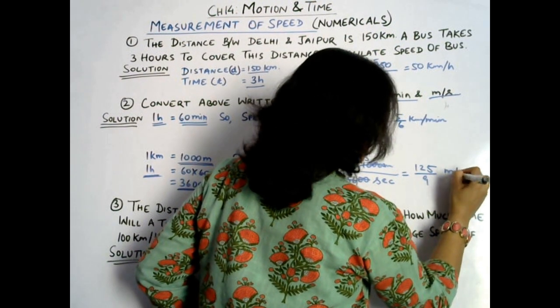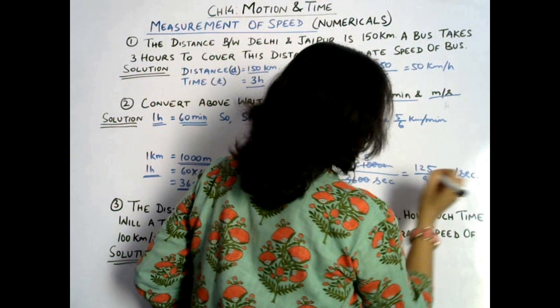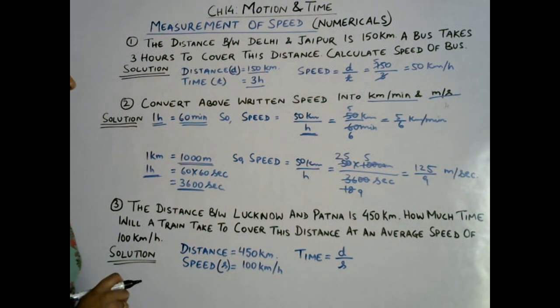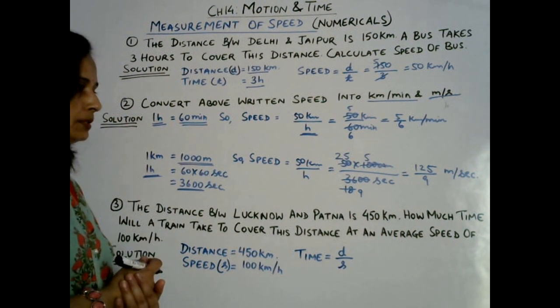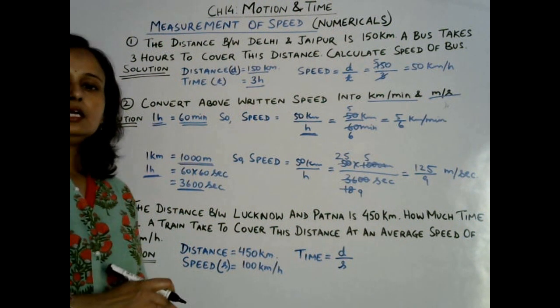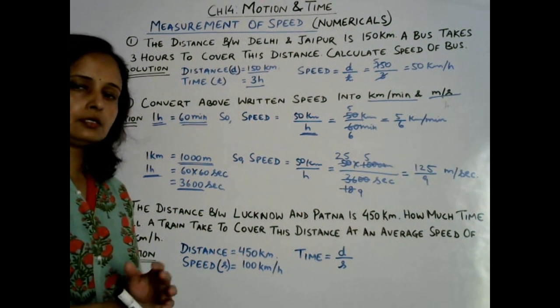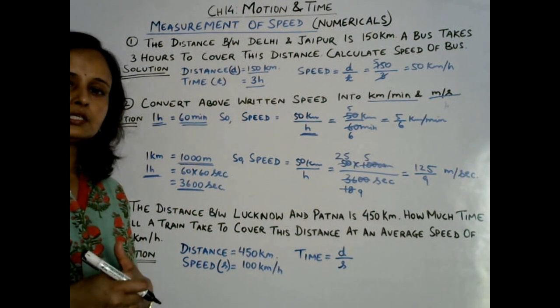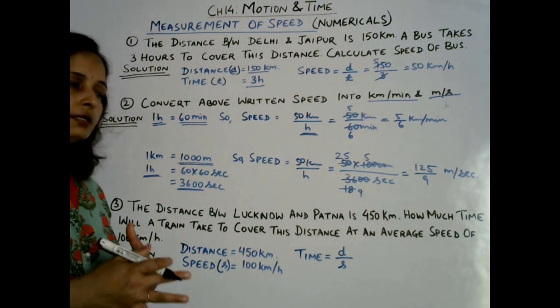What is this? Meter per second. So the same bus is covering 125 meters in 9 seconds. Its speed is 125 meters in 9 seconds. It is covering a distance of 125 meters.